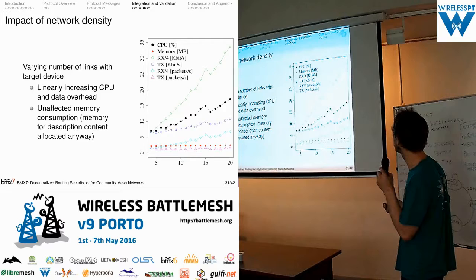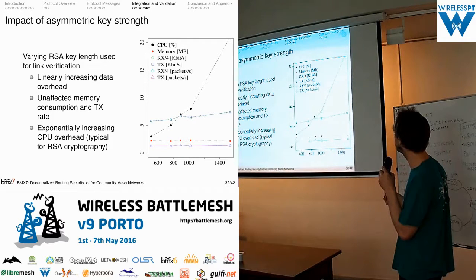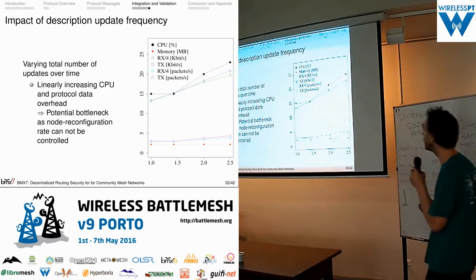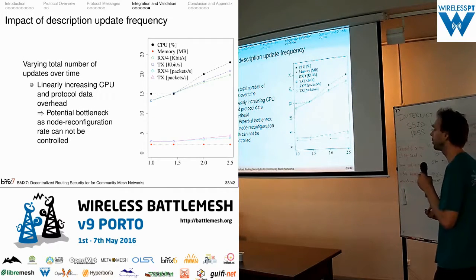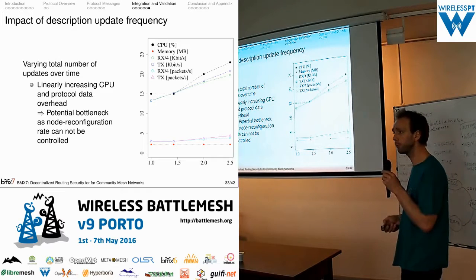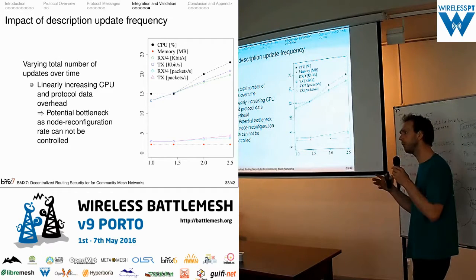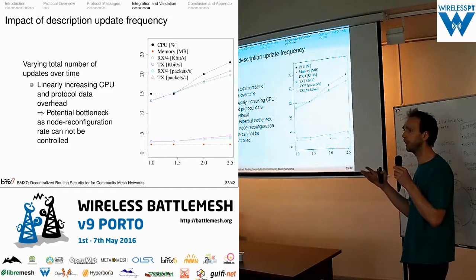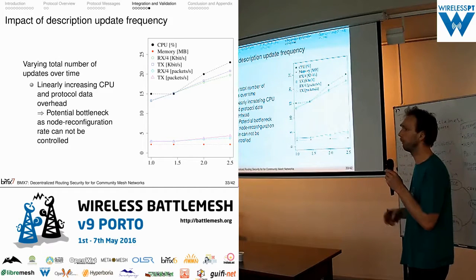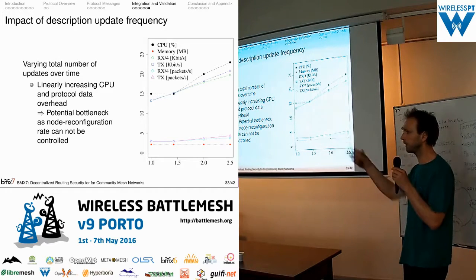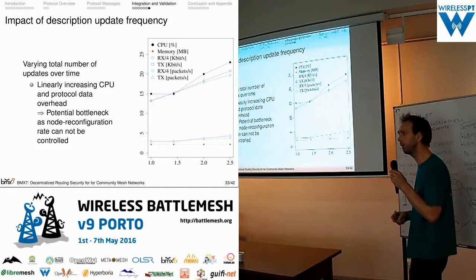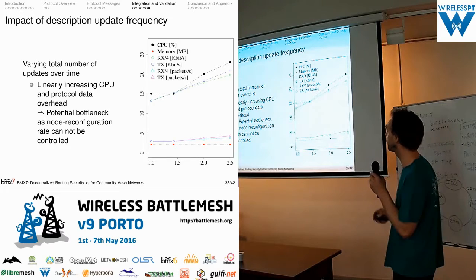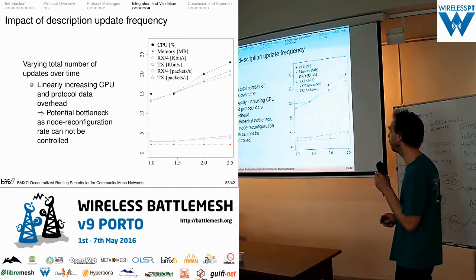Okay, here I've played with these key strengths for the packet keys. Here I've played with the frequency with which nodes are updating their description. A node can change its description, for example, by adding new interfaces or changing its trust set, because it says, okay, now I know this guy better, I allow him to route my traffic. Whenever such reconfigurations of a node happen, it's just a description update.